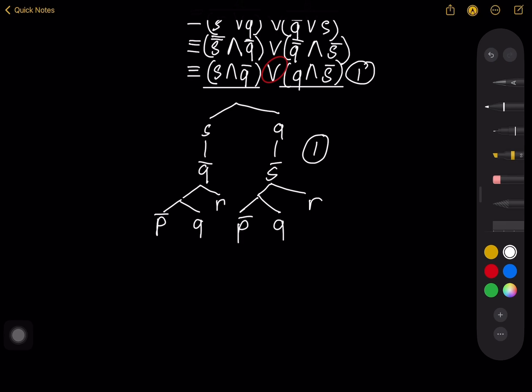All right, let's see if there are any contradictions. Okay, I see this branch over here has a contradiction. We have Q and not Q. So this branch is failed. Oh, it turned into red. Failed, therefore it is closed.